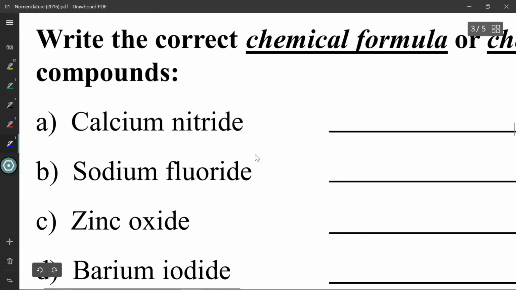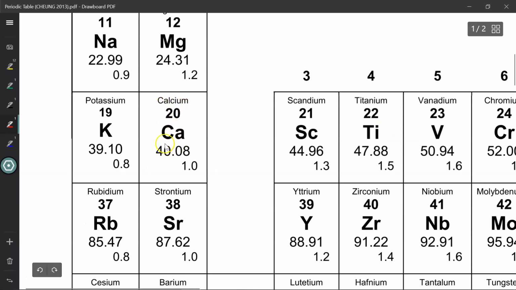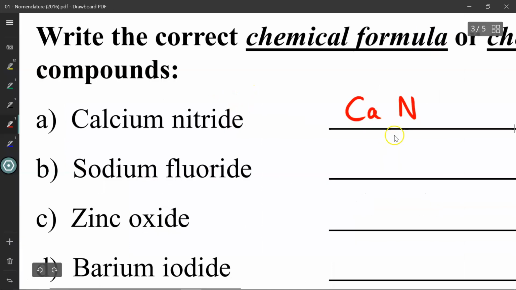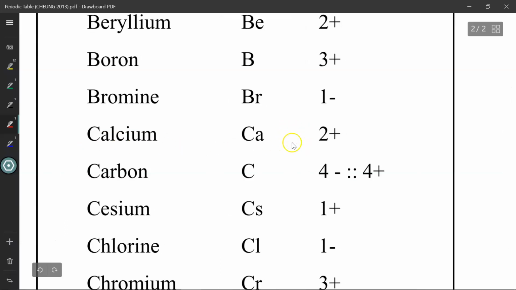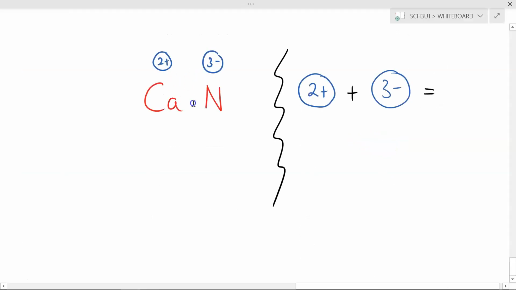Let's try one more example, calcium nitride. First step, write the symbols out. Calcium is a Ca. Nitride used to be called nitrogen, so that's an N, so we get a CaN. Now let's look up their valence charges. Calcium has a valence charge of 2+, while nitrogen has a valence charge of 3-. Now when we add up their valence charges, 2+ and a 3-, we end up with a 1-. That's not a 0, so that means these subscripts are not correct.